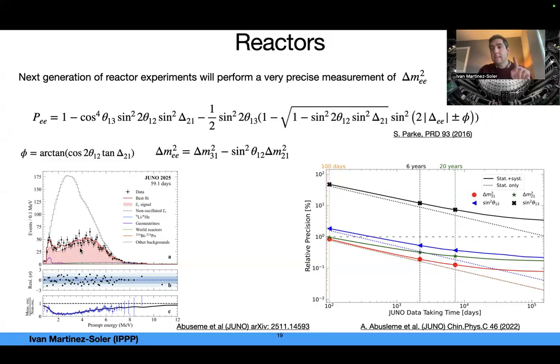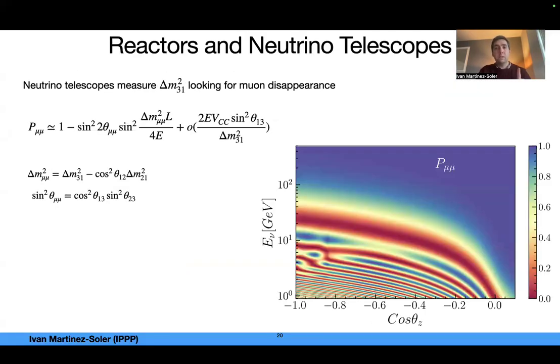Now, this is regarding the reactor experiments, but atmospheric neutrinos are using a different combination in order to measure the muon disappearance. Essentially, what they have is a combination of delta m^2_31 and a different combination with the solar mass splitting. And this is the muon survival probability that you will get.